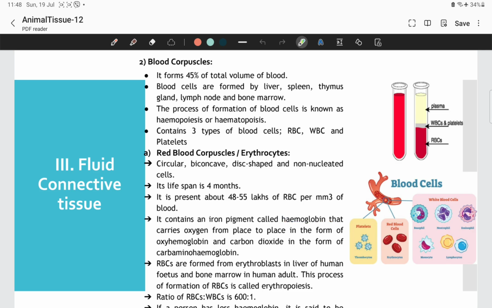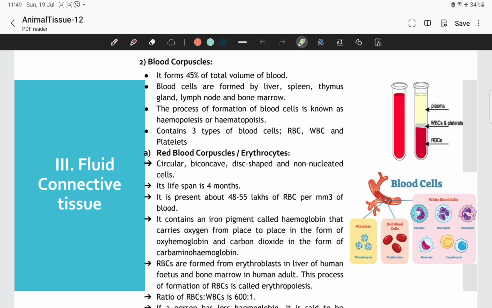And the function of hemoglobin is to carry oxygen in the form of oxyhemoglobin and carbon dioxide in the form of carbaminohemoglobin. RBCs are formed from erythroblasts in the liver of the human fetus, and in the case of an adult human, they are formed in the red bone marrow present in the epiphysis of bone. And this process of formation of RBC is called erythropoiesis.